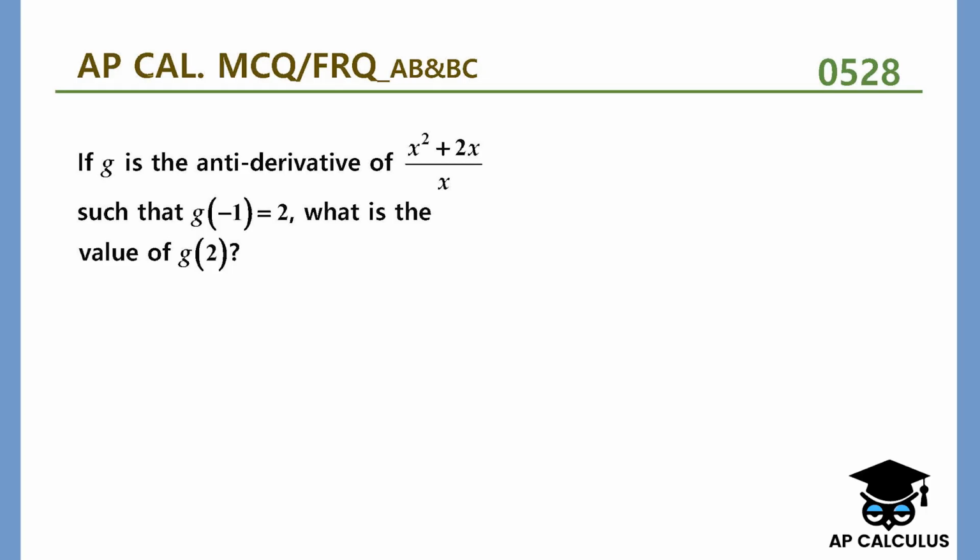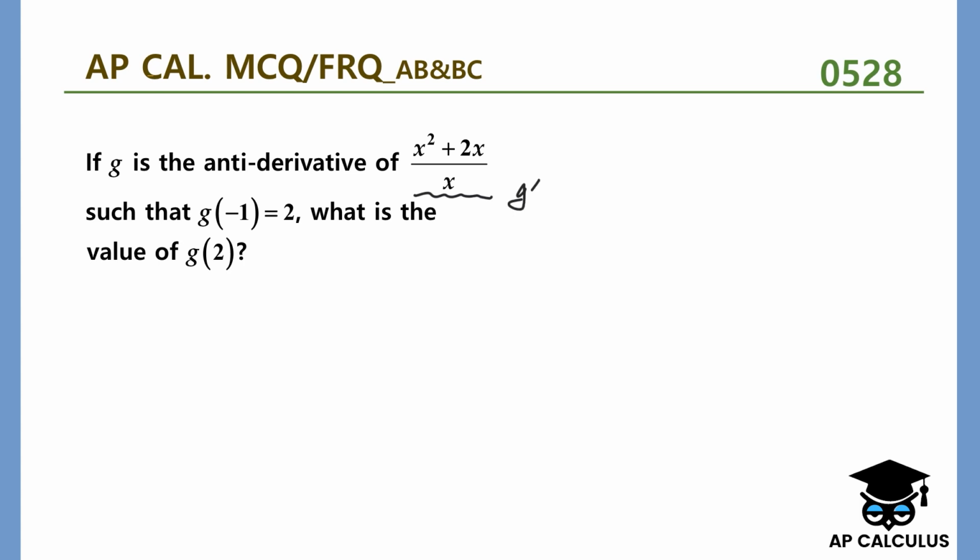Question 528. If g is the antiderivative of this expression such that g of -1 is equal to 2, what is the value of g of 2? Since g is the antiderivative of this expression right here, this expression must be g prime of x. And it is given that g of -1 is equal to 2.